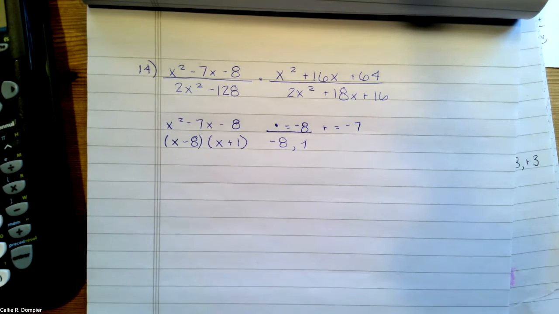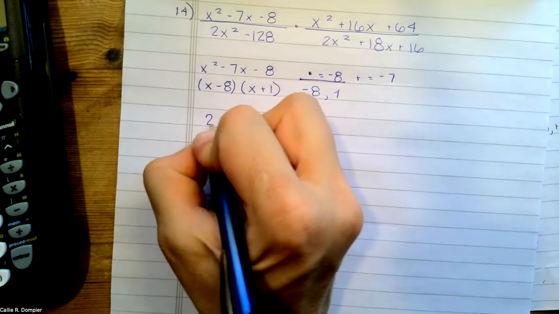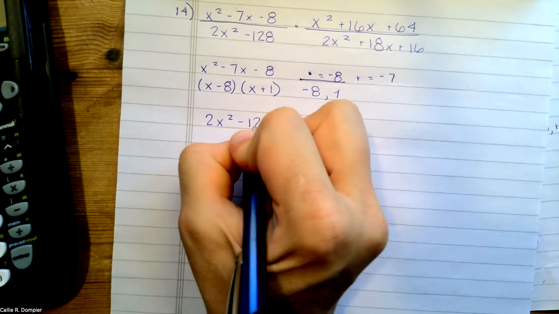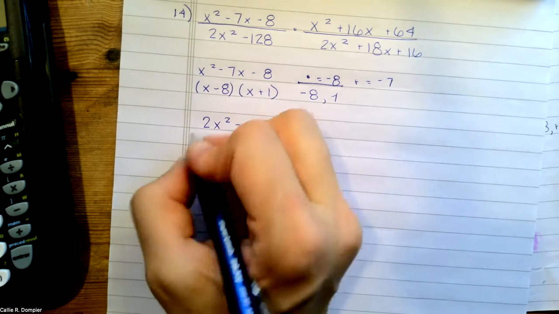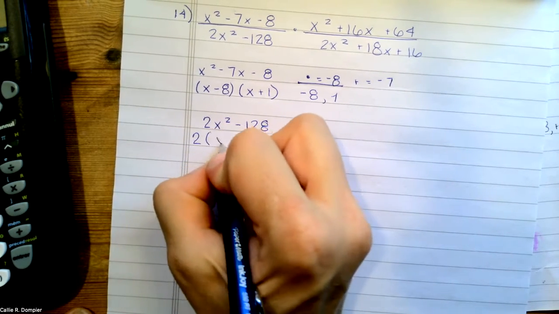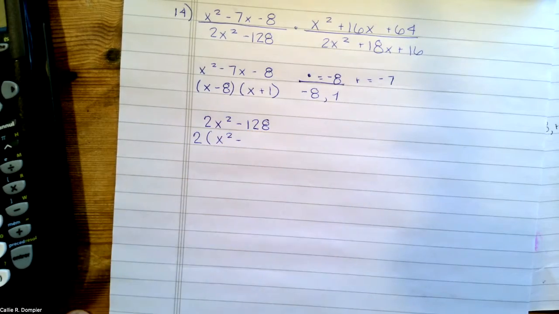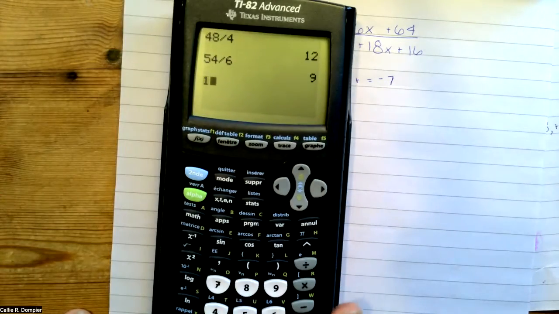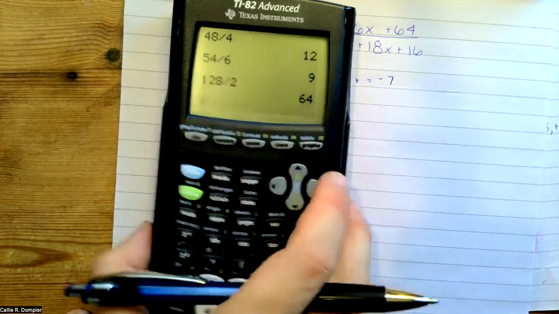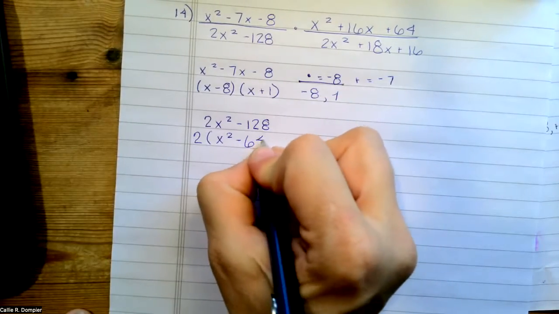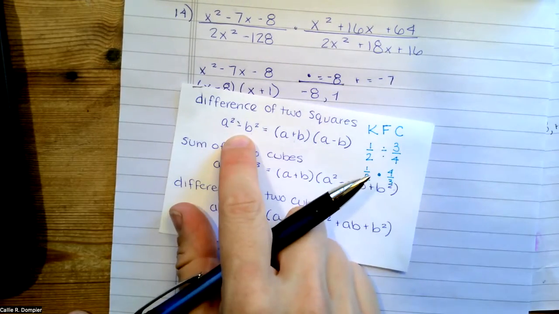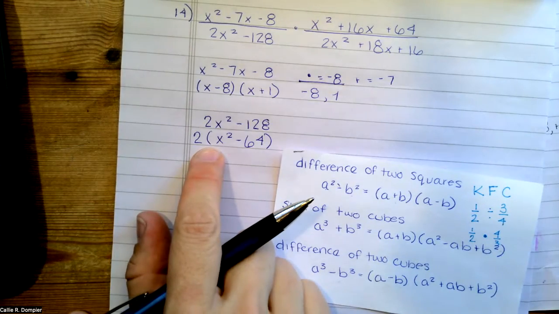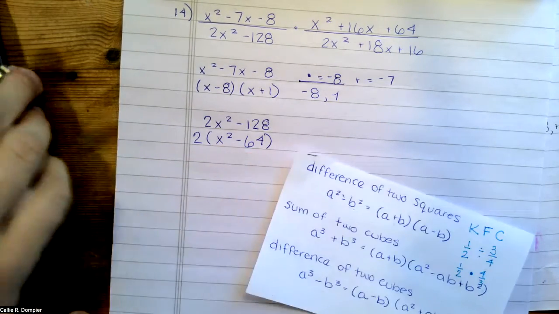Okay. On the bottom, we have 2x squared minus 128. I can divide out a 2, right? So that becomes 2 times x squared minus 128 divided by 2 is 64. Now I want to look at this. Difference of two squares. I know x squared is a perfect square. Is 64 a perfect square?